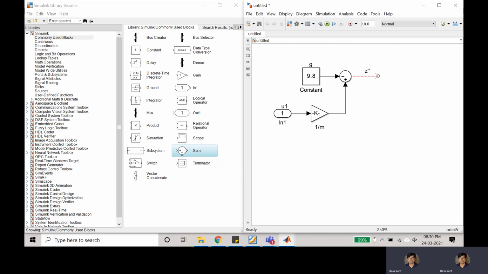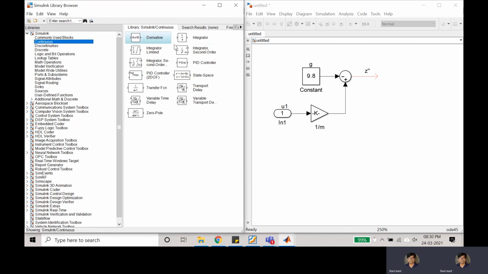Okay. This signal is z double dot. Now since that is the acceleration, we need the information of velocity and the displacement also. So we are going to integrate it. Okay, so we have integration blocks also. In continuous you have integrators. So I'm going to integrate it. So we'll put an integrator over here. And I'm going to connect this with the integrator.